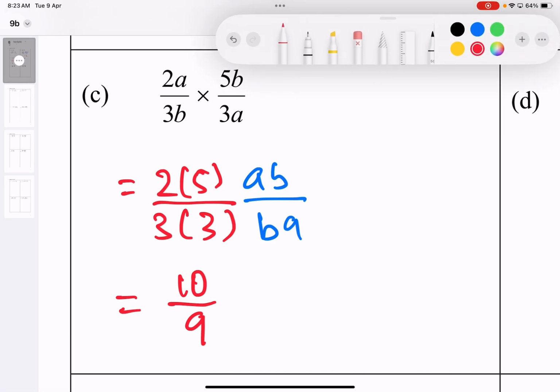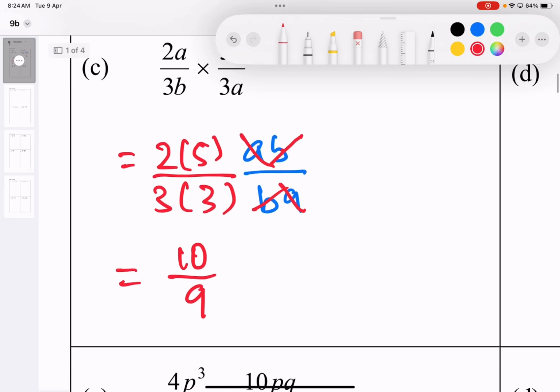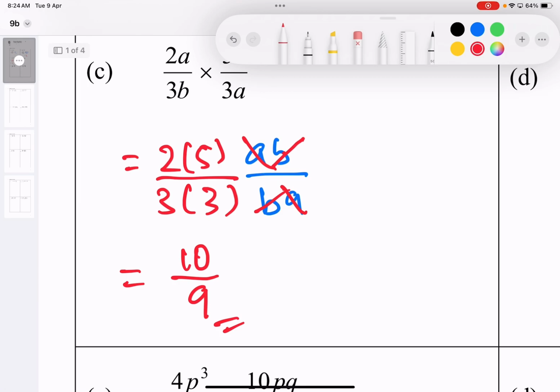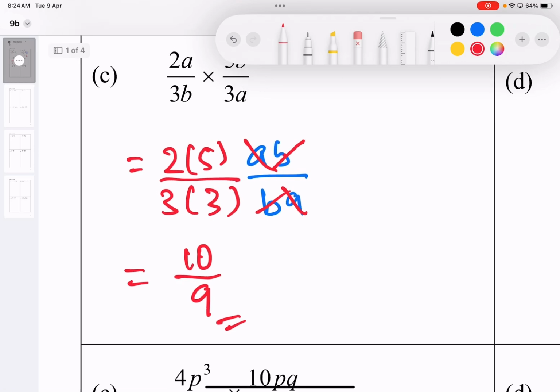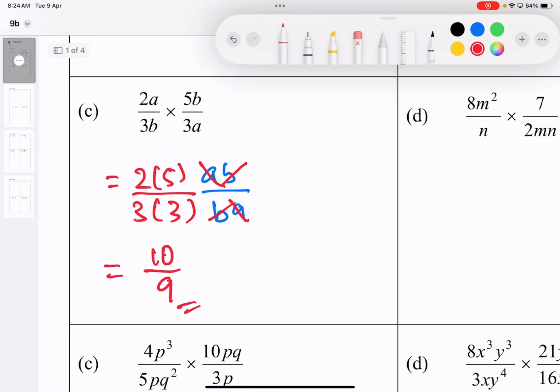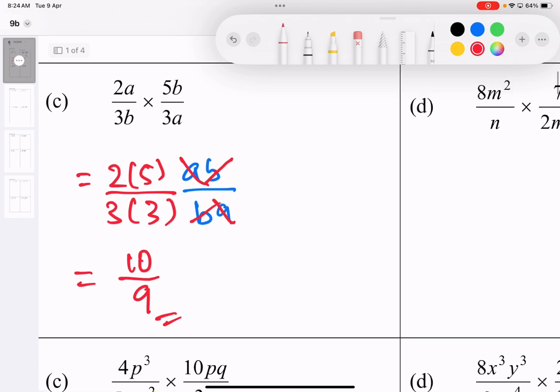Then how about here? I try to cancel. A, I cancel with A, B, I cancel with B, I'm left with nothing. My answer is just 10 over 9. Okay, you can just leave your answer like this. You don't have to break it up into different factors anymore. You just need to use your calculator.